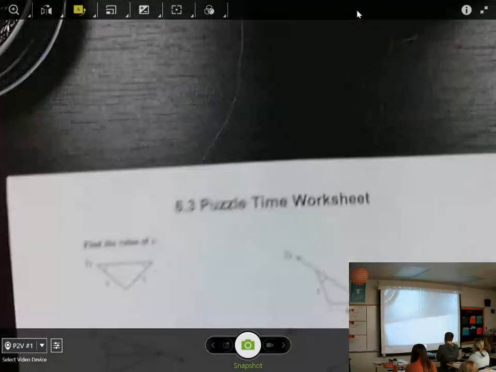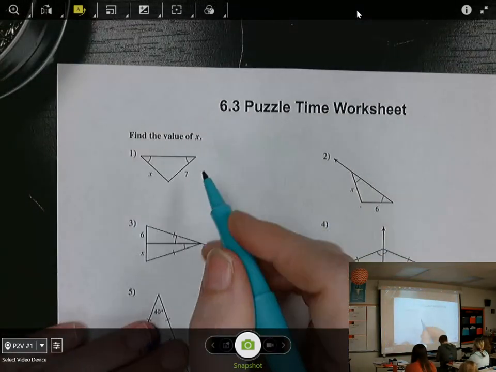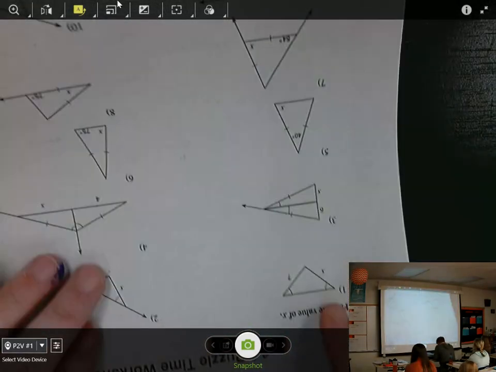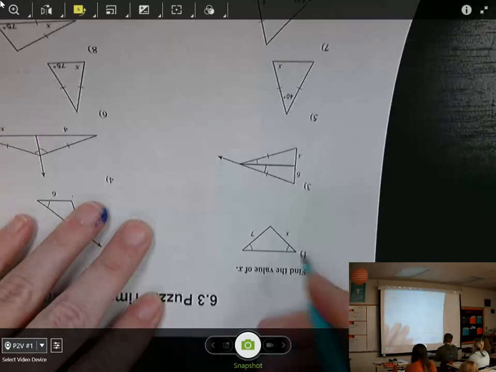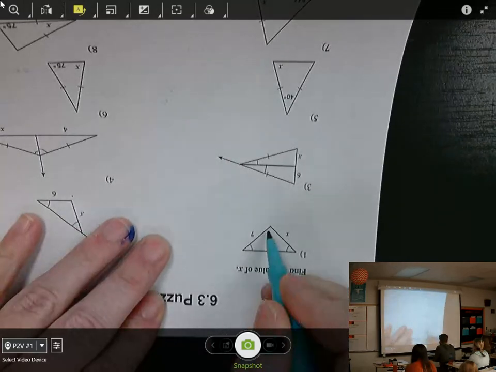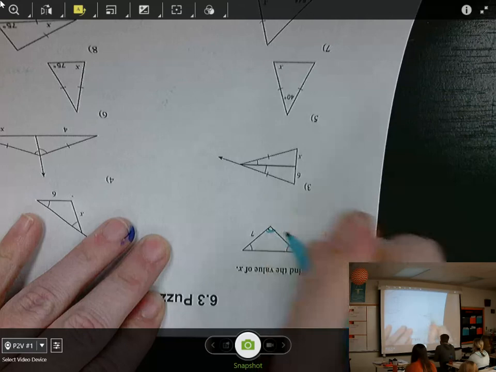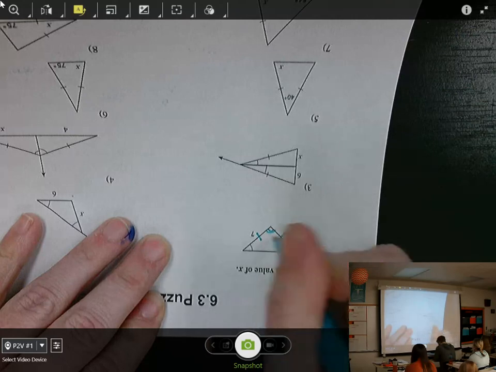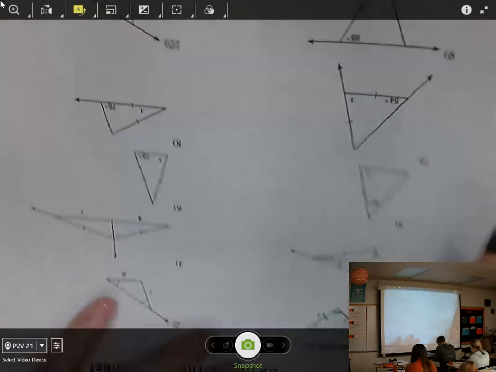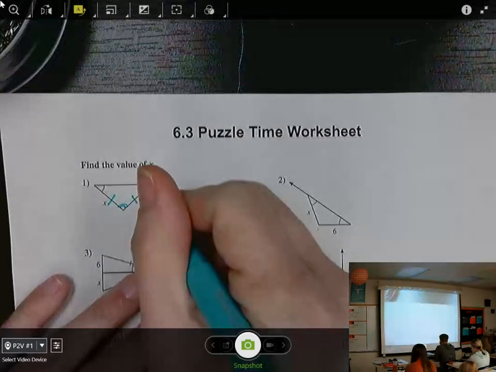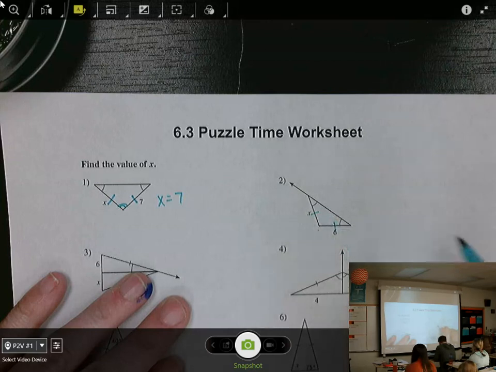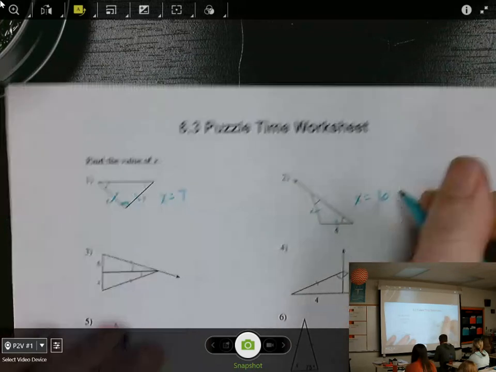All right, on the back page, this is an isosceles triangle. These are your base angles. If it helps you, I would turn your paper so that way your two base angles are at the bottom, and this is your vertex angle here at the top. And then you automatically know that since it's isosceles, those two are the legs, and they're congruent. Therefore, they would both have to be 7, so X would have to equal 7. Okay, here's your two base angles. So these are your two legs. So X would have to equal 6.